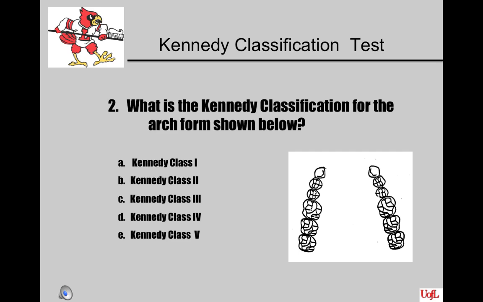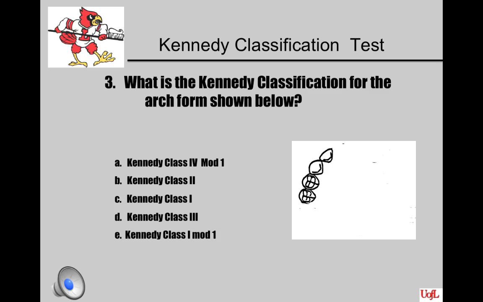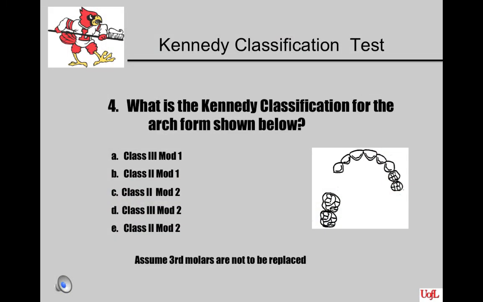What is the Kennedy classification of this arch form shown below? It is a Kennedy class 4. What is the Kennedy classification for this arch form? Consider that edentulous area on the right as one large edentulous area posterior to the remaining natural teeth. You then have a bilateral edentulous area posterior to the remaining natural teeth, which is a Kennedy class 1. This one's relatively straightforward.